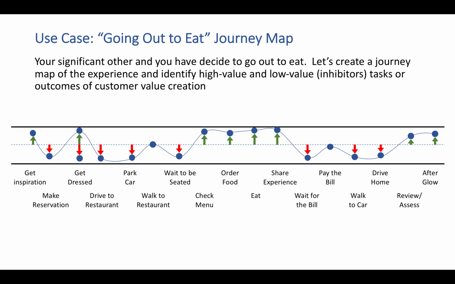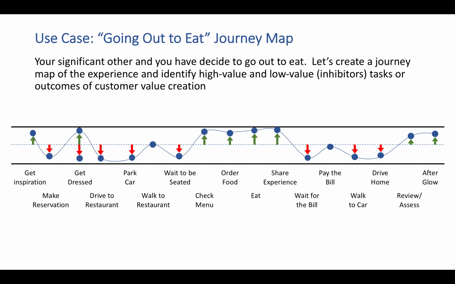And the different activities or steps or outcomes along the process, some are very, very positive. For example, having the inspiration to go out to eat can be very, very fun, right? It's very high value, you're excited, trying to figure out where to go. The actual process of going to the restaurant and ordering and eating and sharing any sort of experiences, all very fun and exciting. But there are also tasks and activities along that journey map that are less than exciting, right?